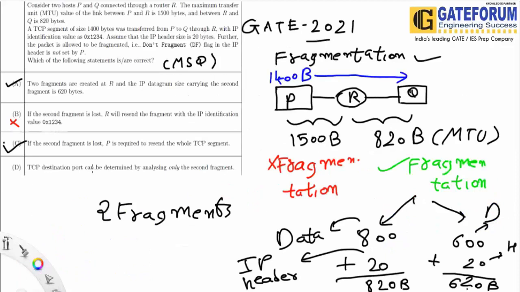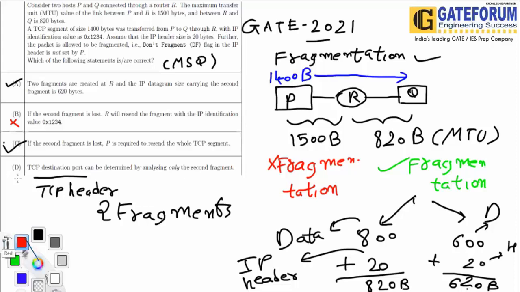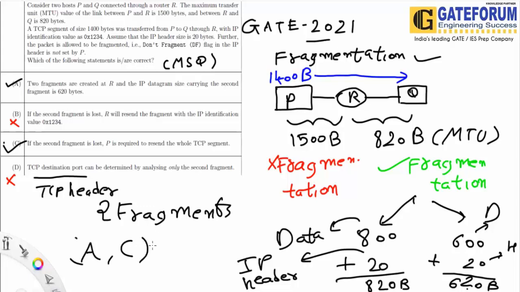The TCP destination port is a part of the TCP header. Can it be determined by analyzing only the second fragment? No, it is determined by analyzing the first fragment. So this option is also wrong. Finally, our answer is A and C in this case, which is an MSQ question.